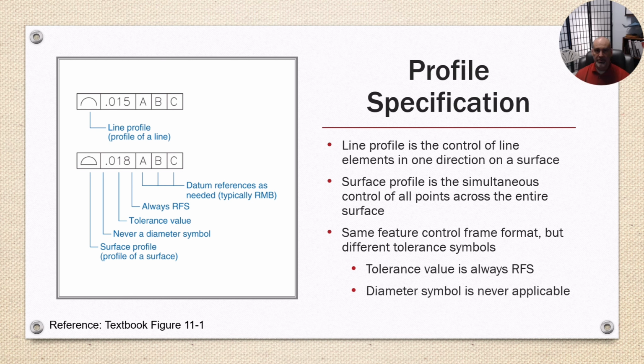Diameter symbols are never applicable to a form tolerance, like this profile tolerance, and datum feature references are used as needed. Okay, so our two symbols are profile of a line and profile of a surface. We don't involve modifiers.